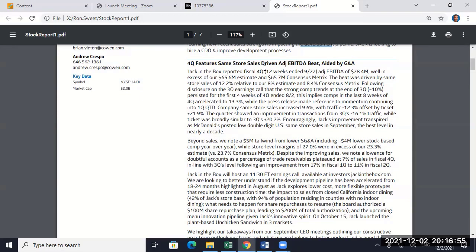Jack in the Box reported fiscal EBITDA well in excess of the estimate. The beat was driven by same-store sales of 12%. Wow, that's pretty impressive. Relative to our 8% estimate, 8.4 consensus. Following disclosure on the third quarter earnings call that the strong comp trends at the end of the quarter persisted into the first 4 weeks. This implies comps, you know, so this is a very short-term focused report. What happened recently, what's happening right now.